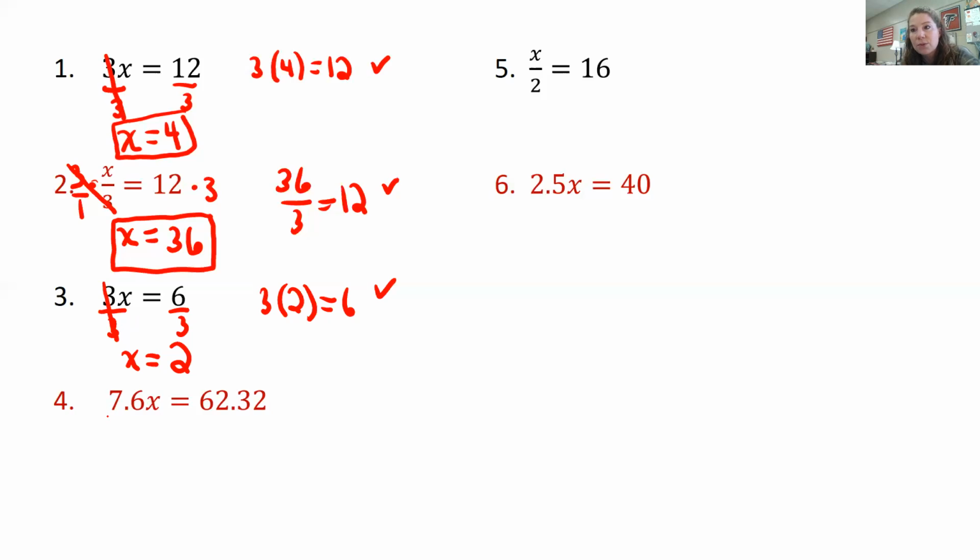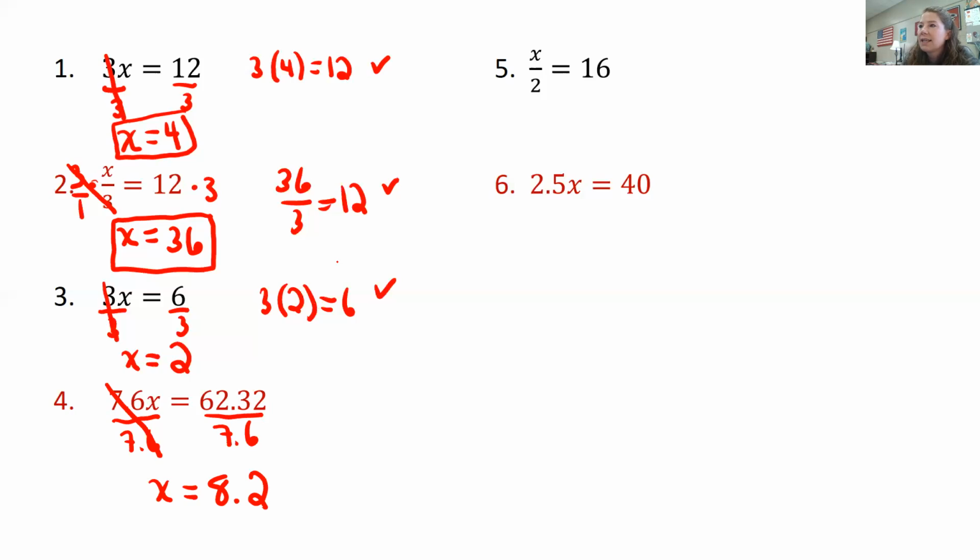All right, now all of these you can do in your head, but then when you get to a problem like number 4, you're like, oh, okay, well, I'm glad I know the steps, right? So number 4 says 7.6 times x equals 62 and 32/100. So what's the opposite of multiplying by 7.6? Well, that is to divide. The opposite of multiplication is division. So 7.6 divided by 7.6 is 1. So x is equal to, use my calculator, 62.32 divided by 7.6. And my answer is 8.2.